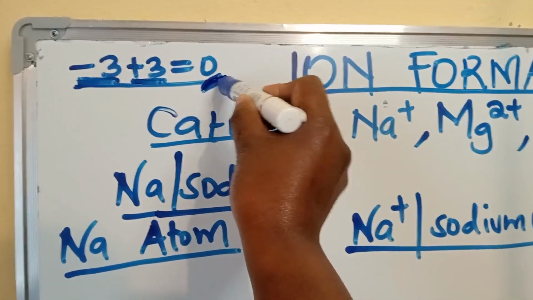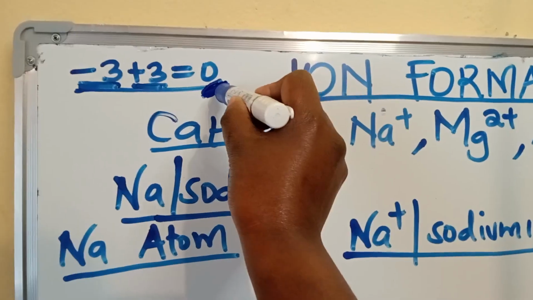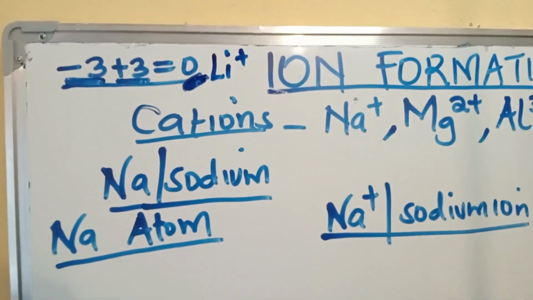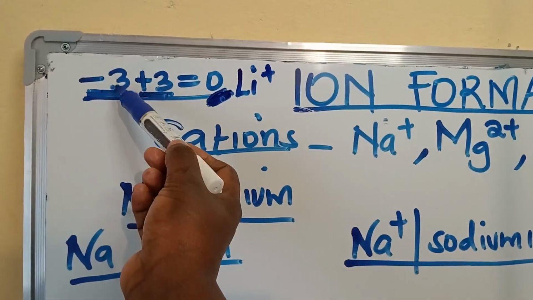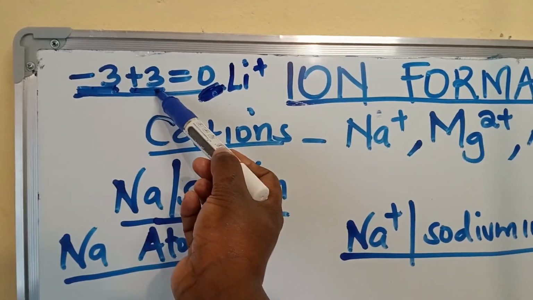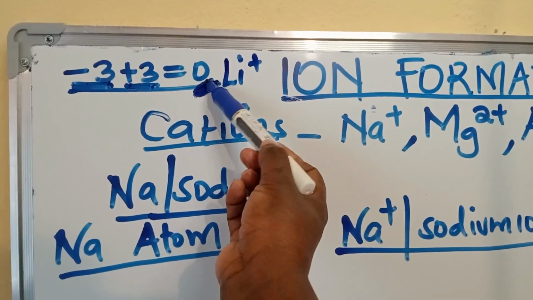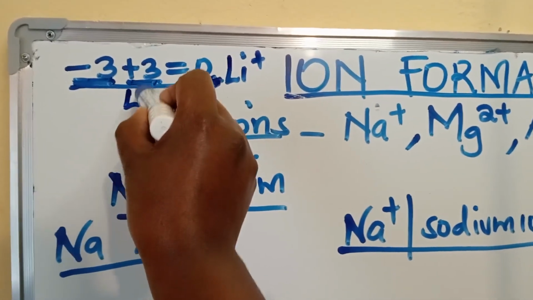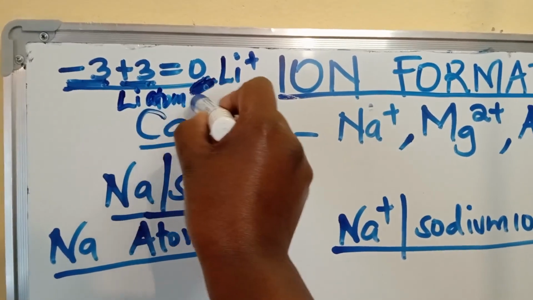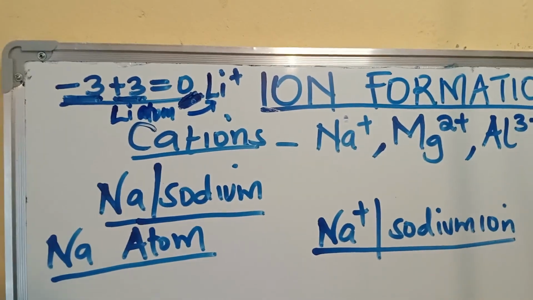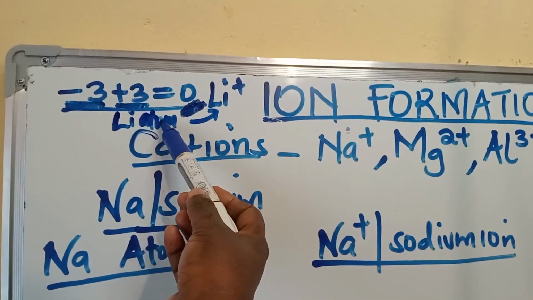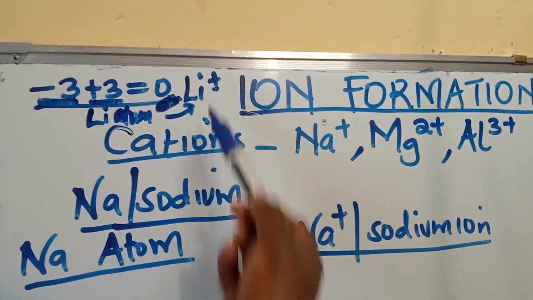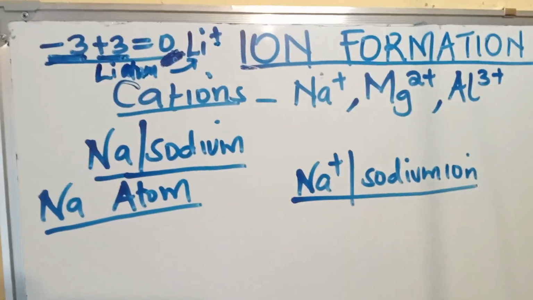In fact, this same mathematical calculation can apply when we are forming a lithium ion, because lithium has 3 electrons and 3 protons. When you add them up, you get 0, and that is a lithium atom. It will then assist us in the formation of a lithium ion, because when a lithium atom loses the 1 electron that it has in the outermost energy level, we end up with a lithium ion. So that is a good example.